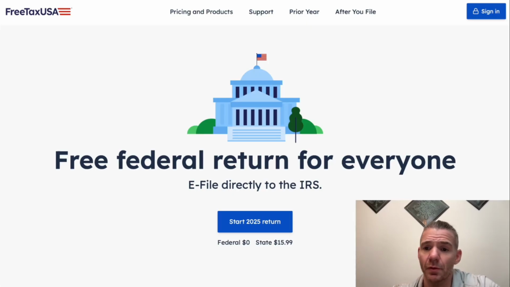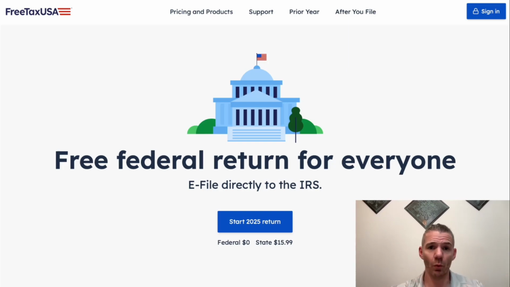Free federal returns for everyone. You file directly to the IRS. Zero for the federal, and then you do have to pay them $16 for the state. This is a really great service to use. Free federal return for everyone. It's from FreeTaxUSA.com. They're completely aligned with the IRS.